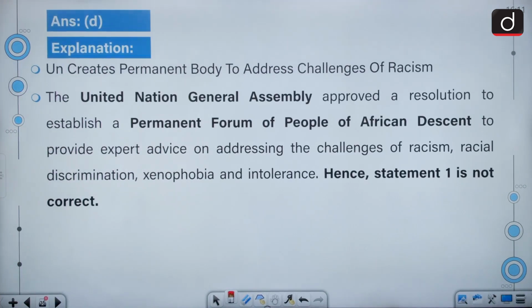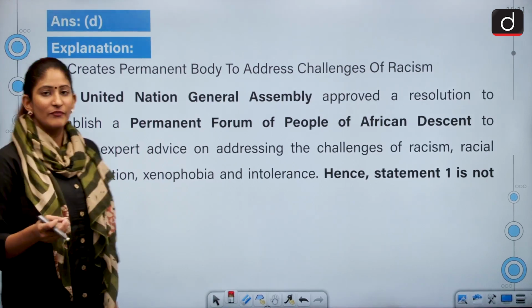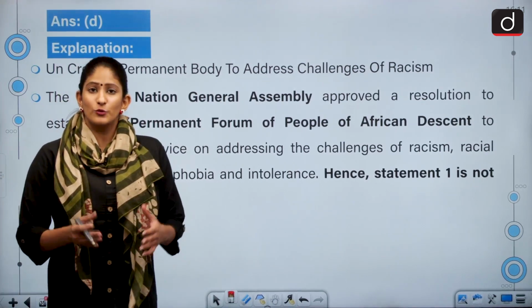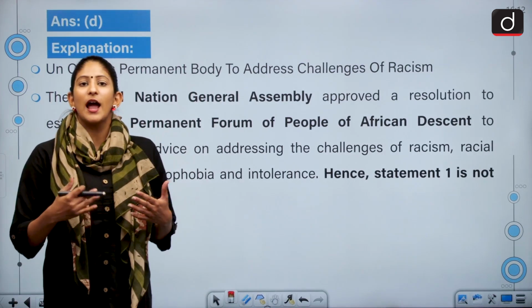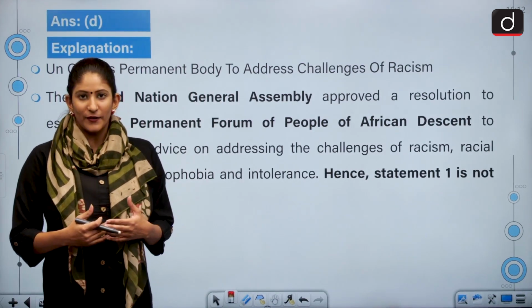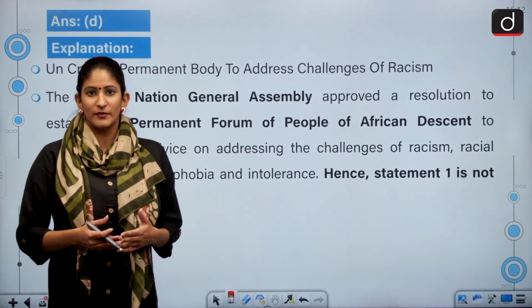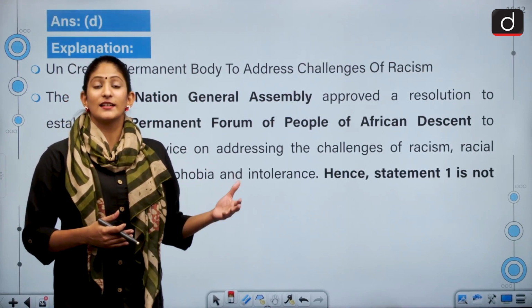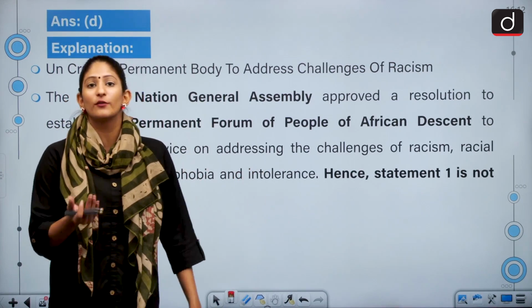UN creates permanent body to address challenges of racism. The United Nations General Assembly approved a resolution to establish a permanent forum of people of African descent to provide expert advice on addressing the challenges of racism, racial discrimination, xenophobia and intolerance. Xenophobia is phobia or fear of people who do not belong to a particular region. Suppose I have a fear of Americans coming to Allahabad. So that is something that is supposed to be xenophobic. Okay, I am xenophobic then.